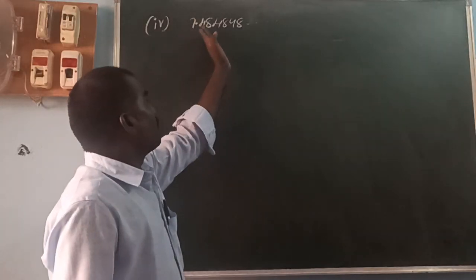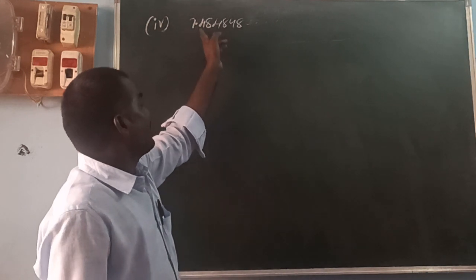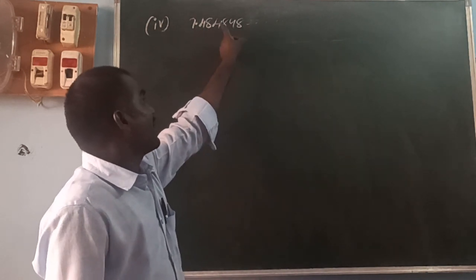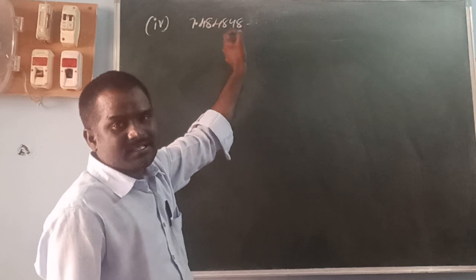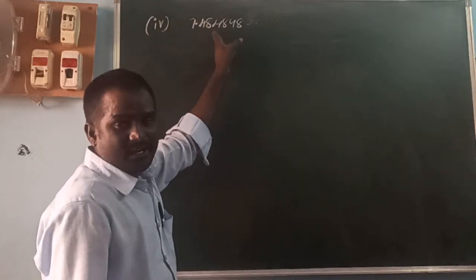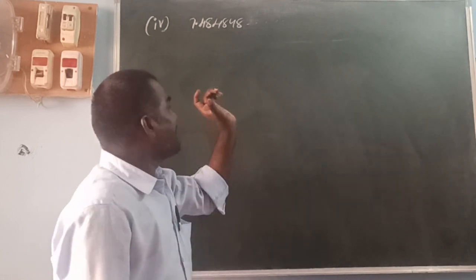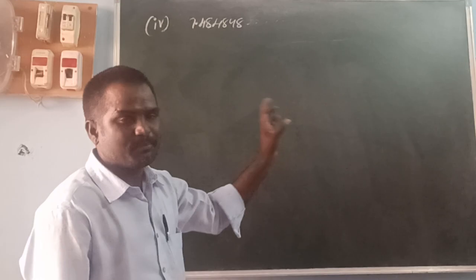7.484848 and so on. After the point, what are the digits here? 48, 48, 48, 48. The set of digits repeats here. So what is the set of digits? 48. The repetition of the digits is called the period. How many digits are repeated here? 2. That is called the periodicity.